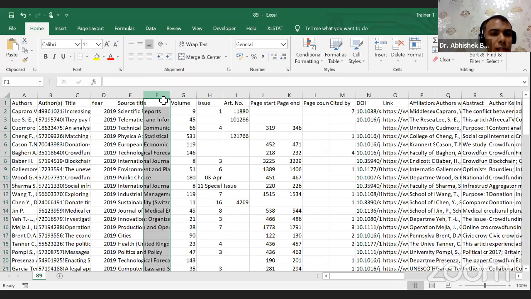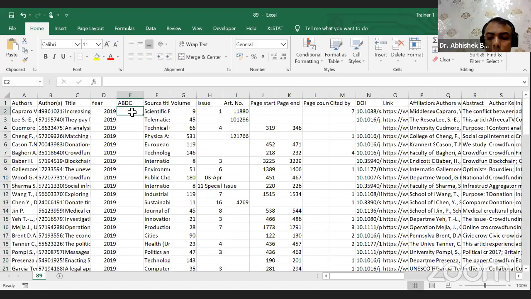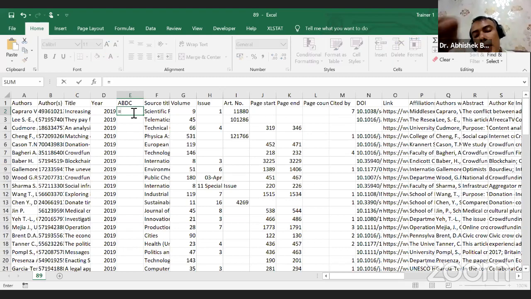Don't do that manually. Let me add a column here, and let me write a title to that. Use an ABDC list. Let me see if the first journal is listed in ABDC or not. Remember, these 89 papers are downloaded only from Scopus database. Now, not every Scopus listed journal is an ABDC listed journal. The vice versa is largely true, but the first thing is not true. So not every Scopus listed journal is ABDC listed or ABS listed.